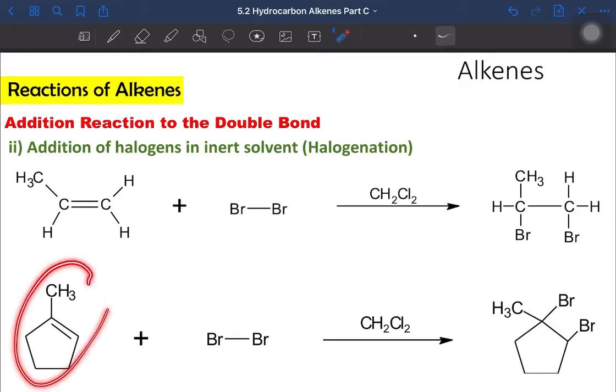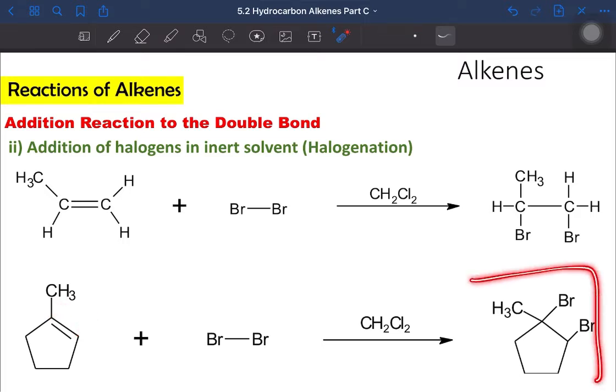Same here, we have this cycloalkene. The double bond of the cycloalkene will be broken to form two new single bonds, and each of the bromine atoms from the bromine molecule will be bonded to the two new single bonds to form dibromocycloalkane, which is also the saturated product.